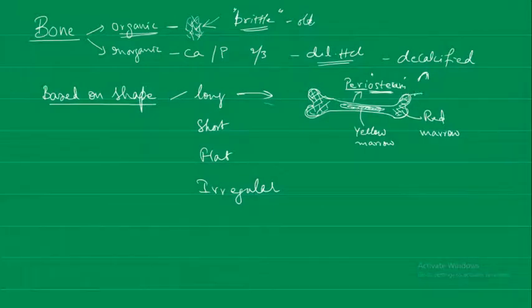Generally at the end of these kinds of bones we will have the ligaments. Ligaments are going to join bone to bone, and then there is going to be a cartilage.